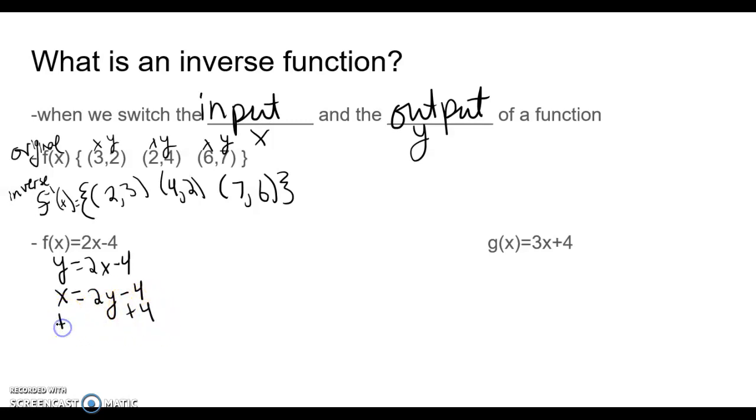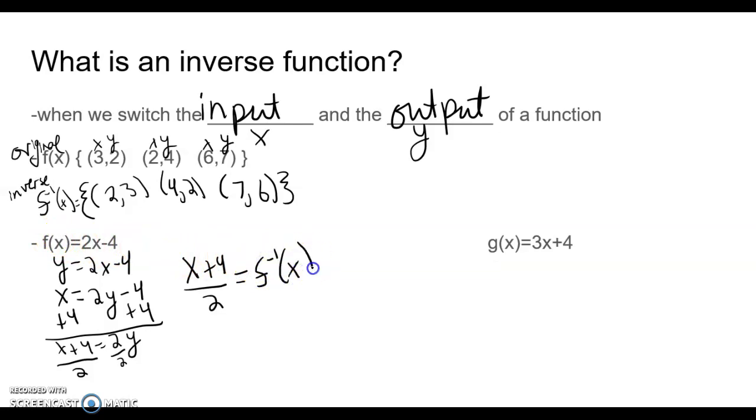To do that, I'm going to add 4 to both sides. I almost have my y by itself, so I'm going to divide everything by 2. I end up with x plus 4 divided by 2. And now I need to say what that's equal to. So that's the f function, but it's the inverse. So I found the inverse of the f function. That's what the f of -1 says.